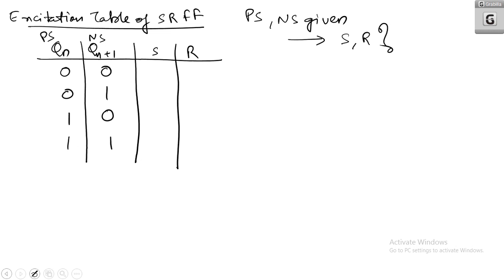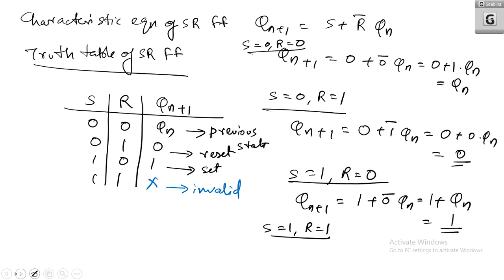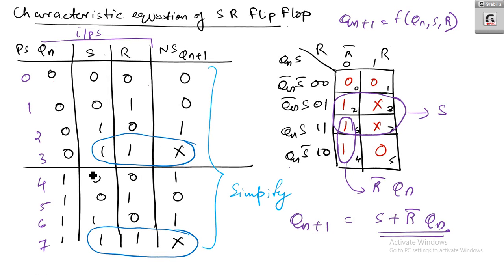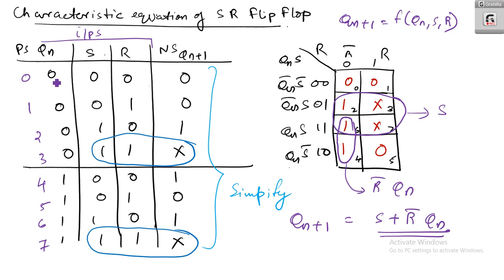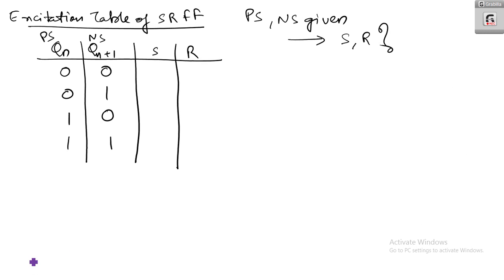Now see, when present state is 0 and next state is 0, what is the condition? You can take these two cases, where present state is equal to 0 as well as next state is equal to 0. So what we can have? S is 0 and R is don't care, because R can be 0 or 1. So it is 0, don't care.